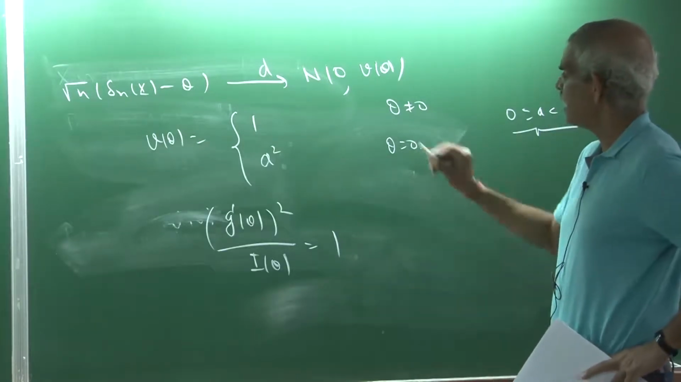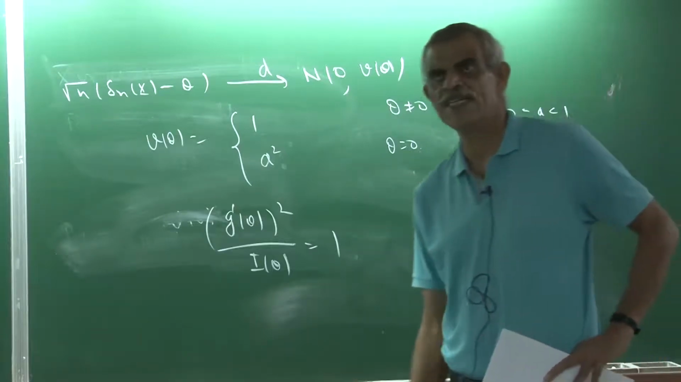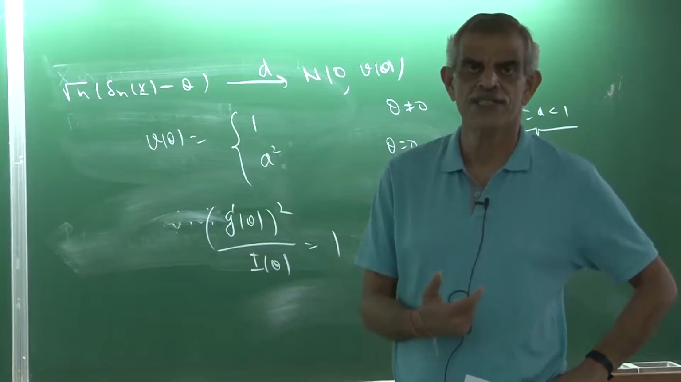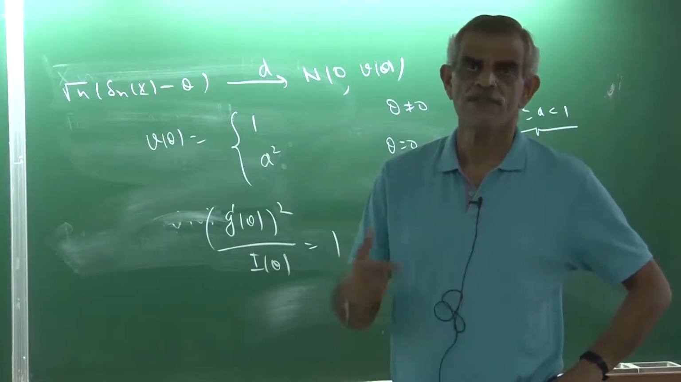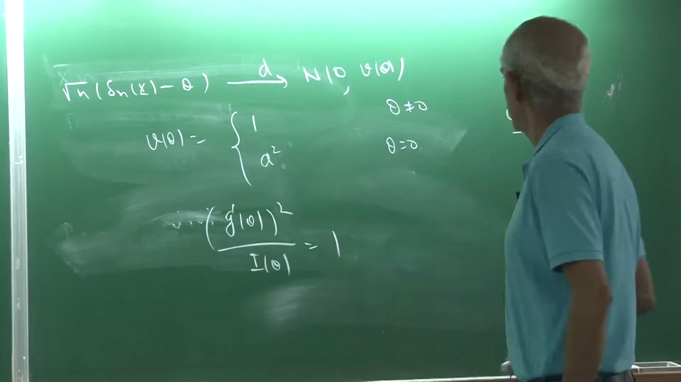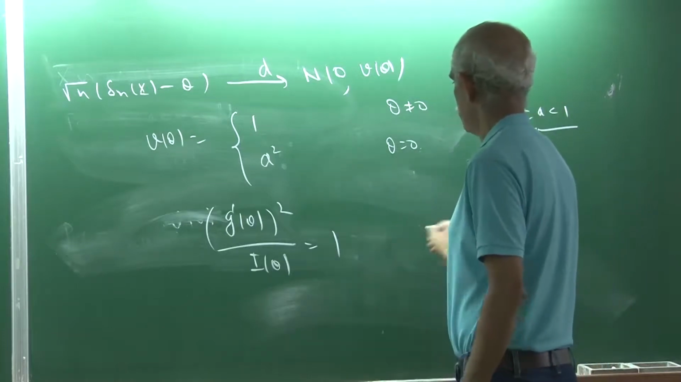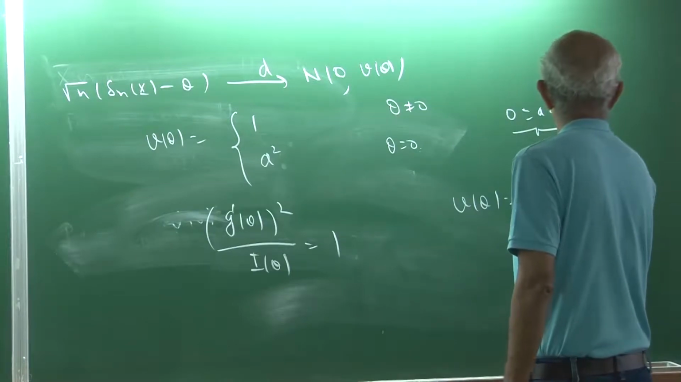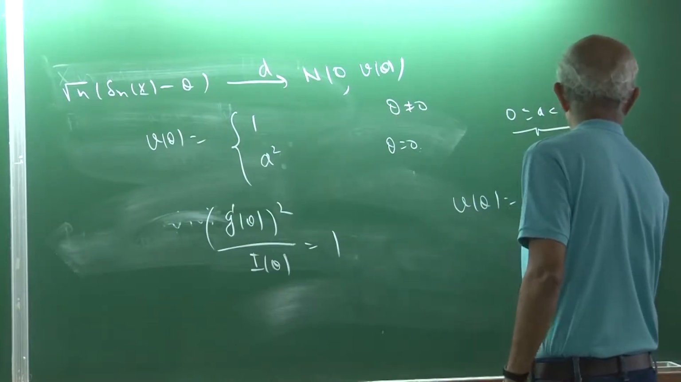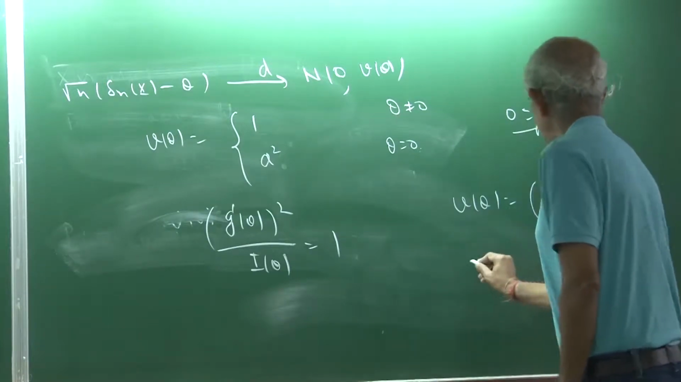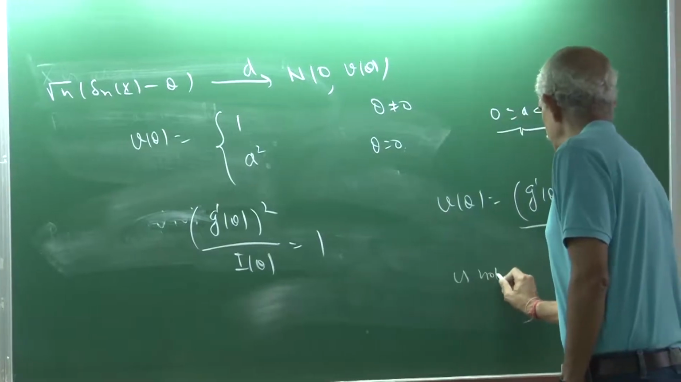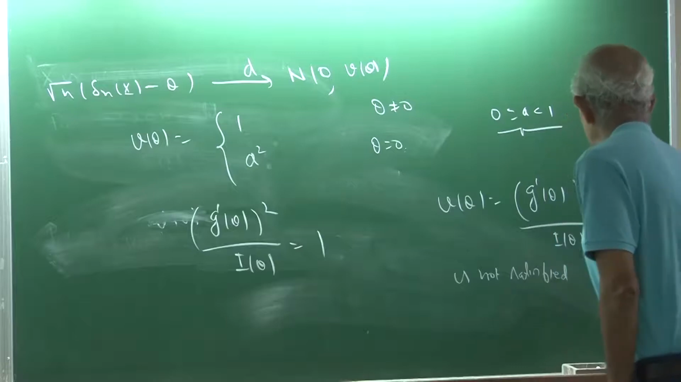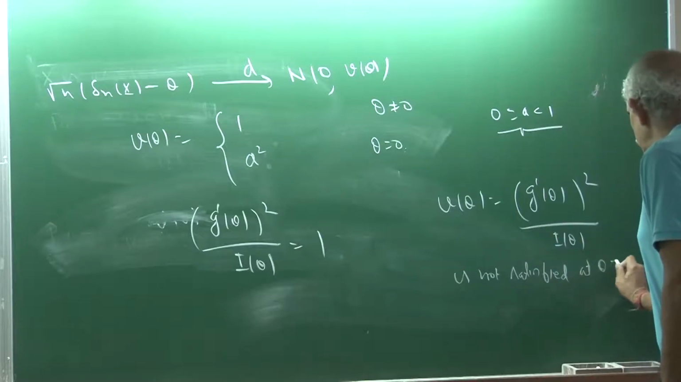So in this case, this inequality is not satisfied at theta equal to 0. So I can call the point theta equal to 0 a point of super efficiency. So V theta equal to g prime theta whole square by I theta is not satisfied at theta equal to 0.